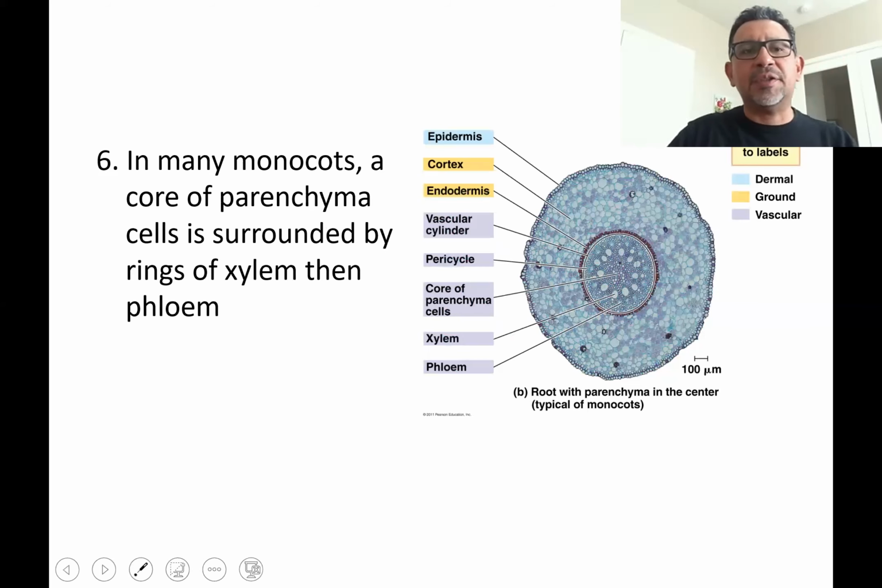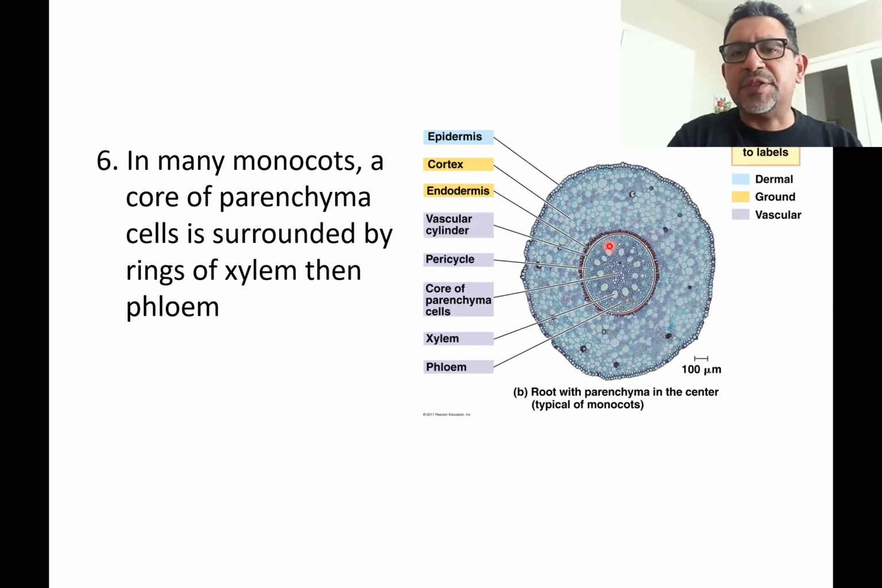In many monocots, there's going to be a core of parenchyma cells. You can see that core of parenchyma cells right here. This is the type of ground tissue. And this is going to be surrounded by cells of the xylem. Remember, always the largest in diameter. These are going to be most likely vessel elements. And there's going to be maybe some tracheids over here. In addition to that, there's going to be phloem. The phloem is going to be constituted by cells known as sieve tube elements.